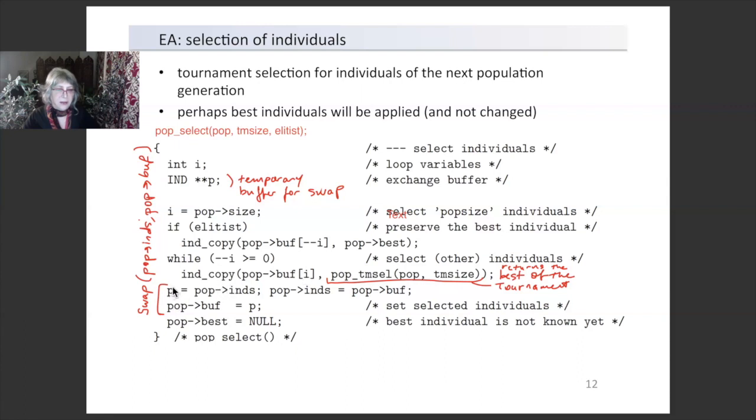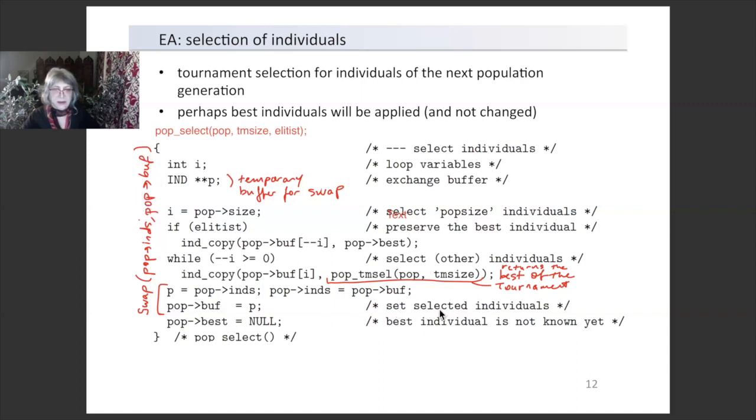And then we have a swap operation. We are setting P as the population individuals and population individuals as population buffer and population buffer as P. So after these lines, we have a swap between population individuals and population buffer. It's shown here.